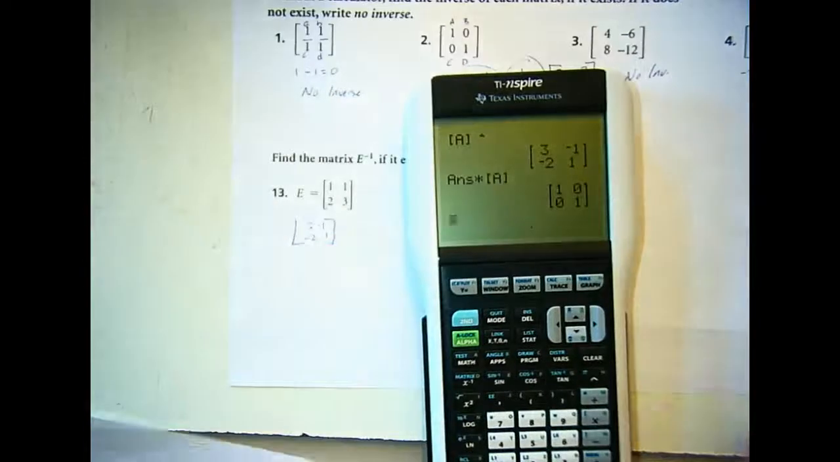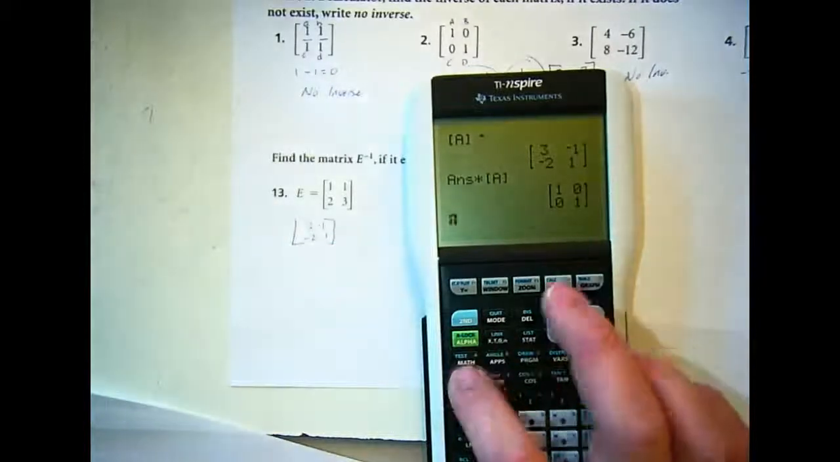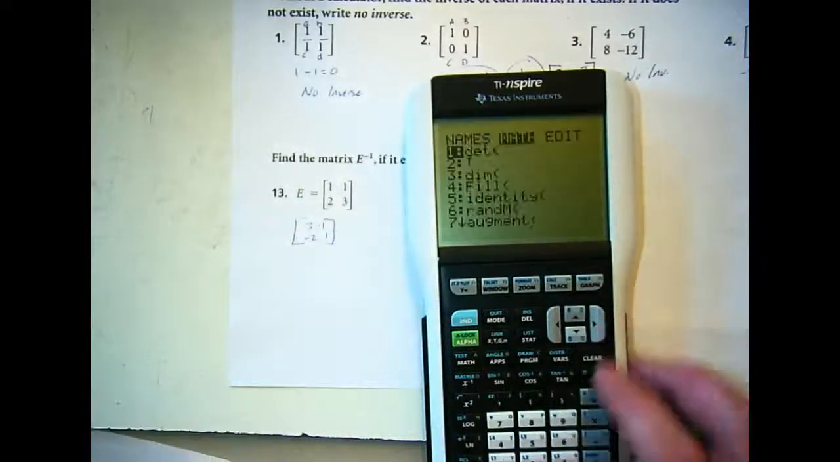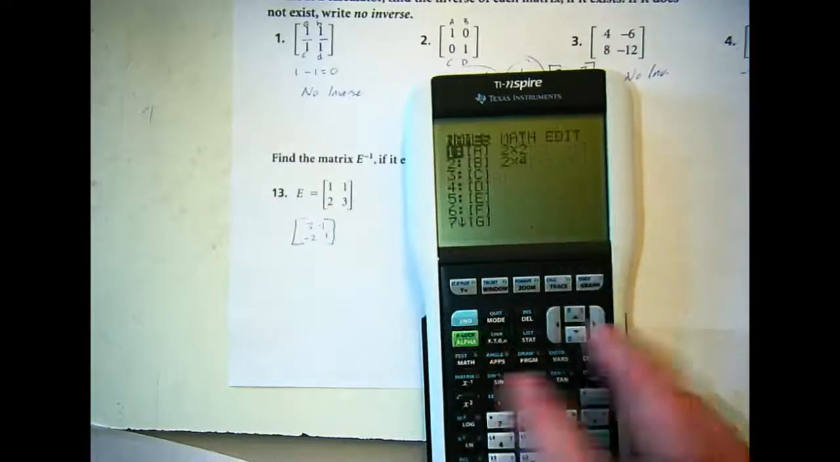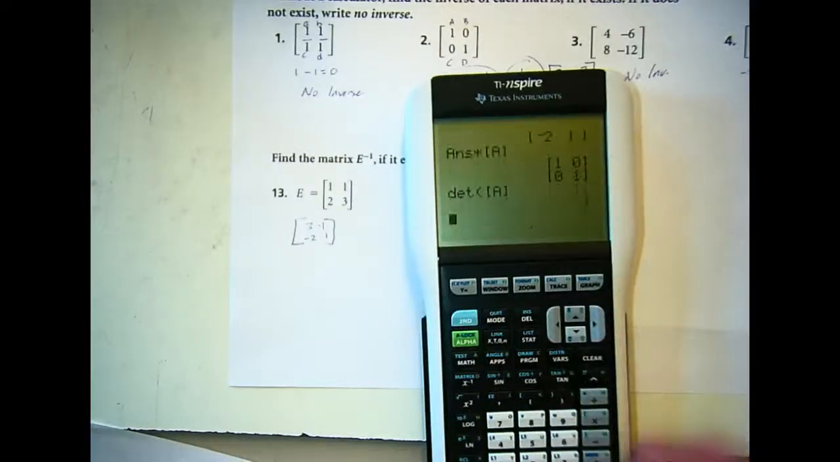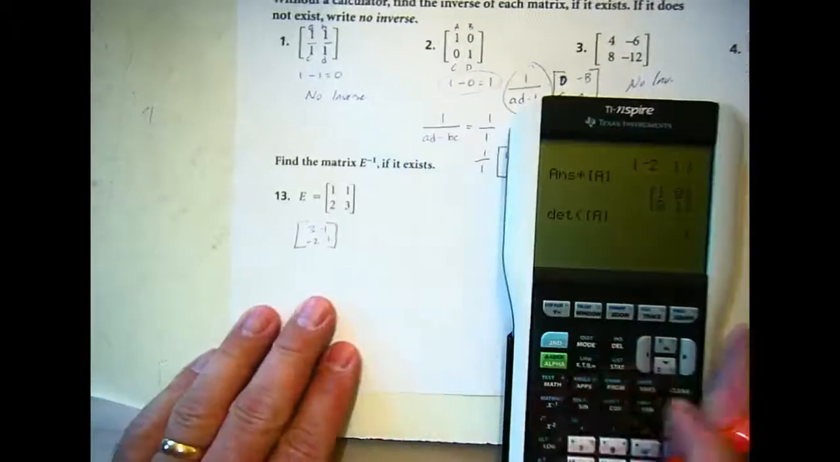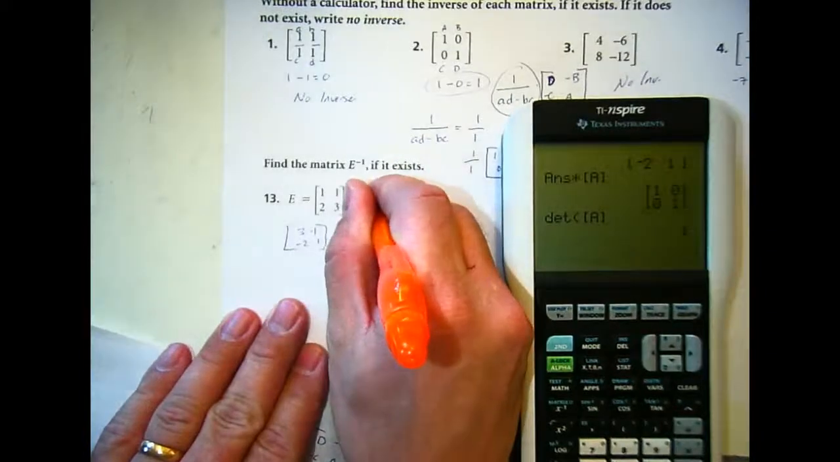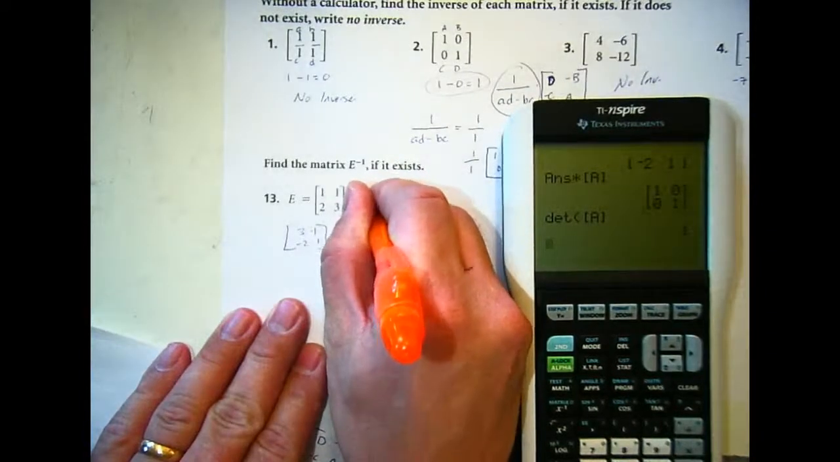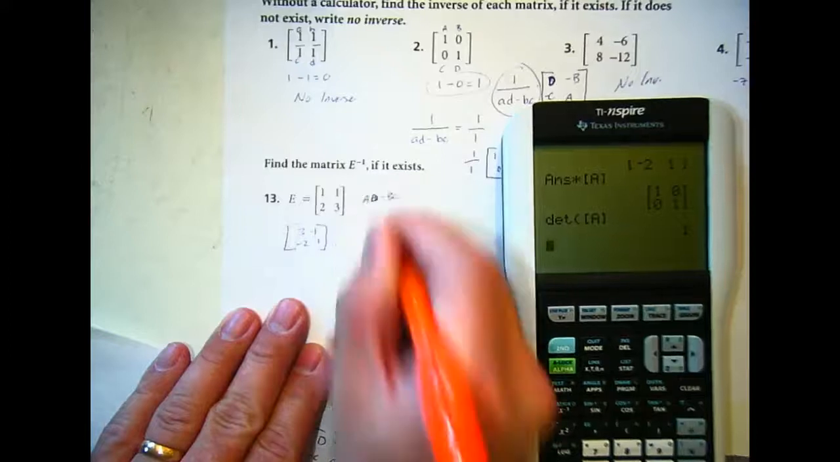Now there are other things if you really want to know how to find the determinant. The determinant of matrix A is equal to 1. Everyone know what the determinant is? The determinant is your AD minus BC. That's your determinant.